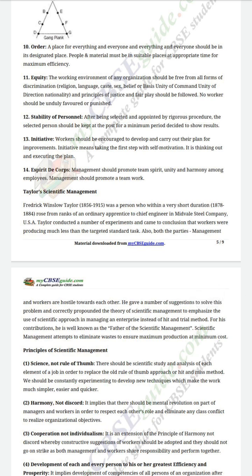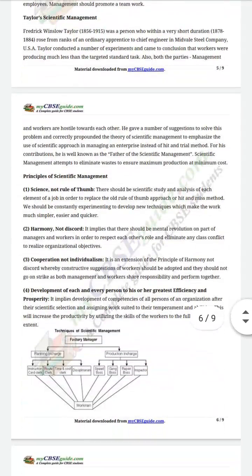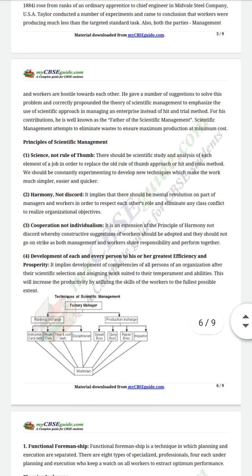You have to give the introduction part of Taylor scientific management, how it was developed, and who is the father of scientific management. You have to explain the concept of scientific management and what the principles developed by Taylor are. It is a very important question. That is, science, not rule of thumb. You have to explain each and every principle of scientific management.